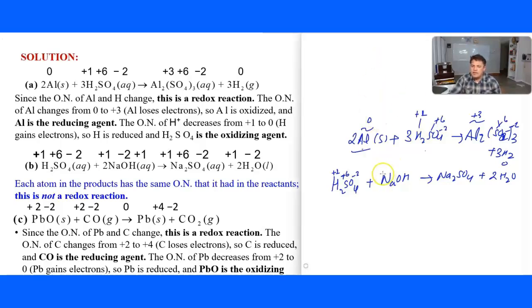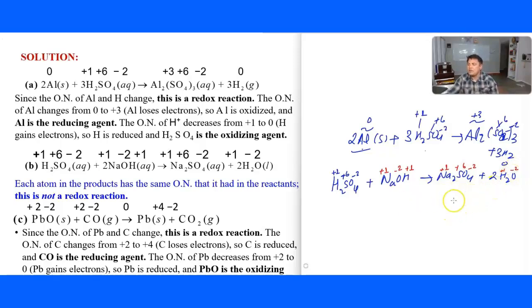So sodium has +1, oxygen has -2, and hydrogen has +1. Sodium has +1, sulfur has +6, oxygen has -2, hydrogen has +1, and this has -2. These are all the oxidation numbers we have assigned.